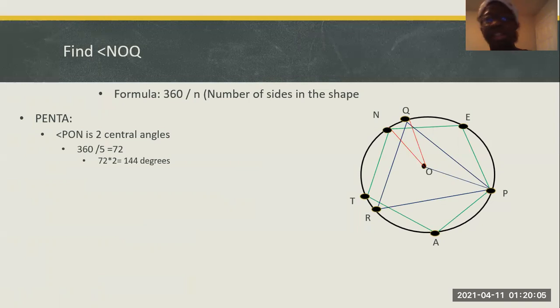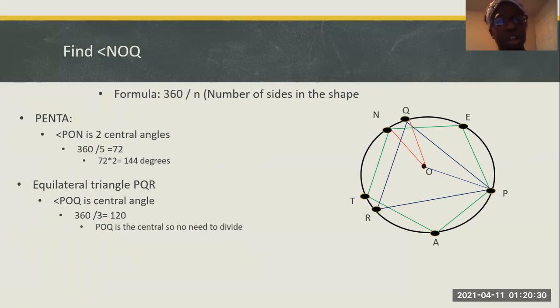So first let's find the pentagon. So we have PON. What we'll do is 360 divided by 5 because it has 5 sides, equals 72. Now we have 72 times 2 equals 144.